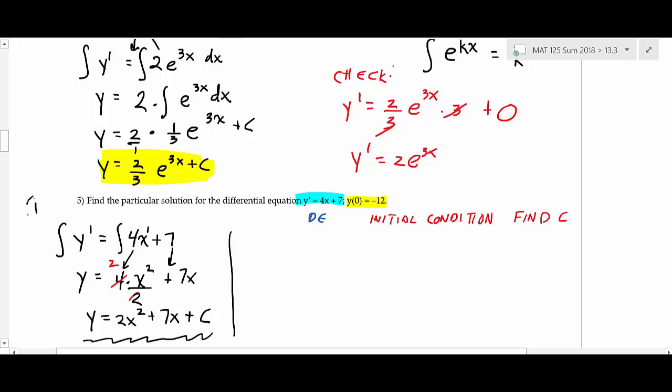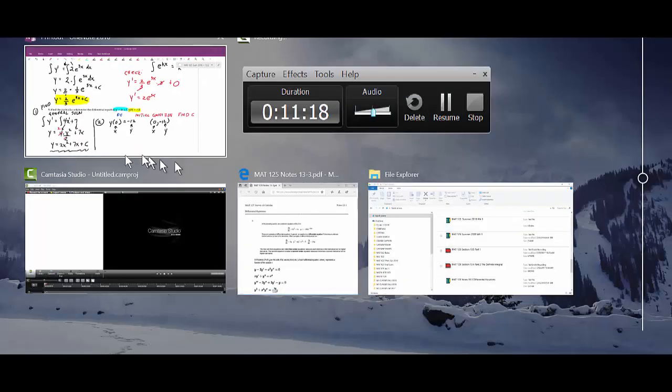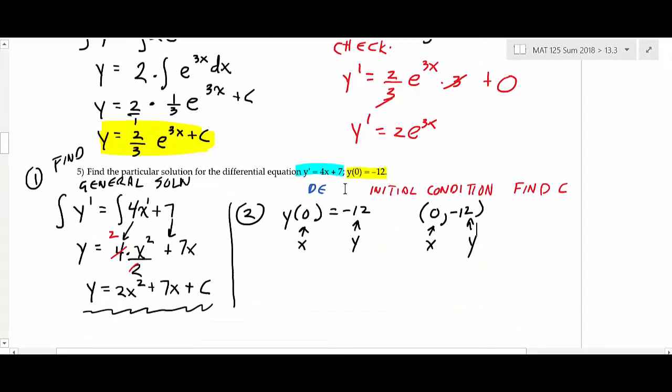So that's step 1: you just find the general solution. And step 2, what we're going to do now is use this boundary condition, the initial condition. We have y(0) equals negative 12. Now this is an x value and this is a y value. So you get the point (0, negative 12) as a point on this function. What we do is we simply plug this in.